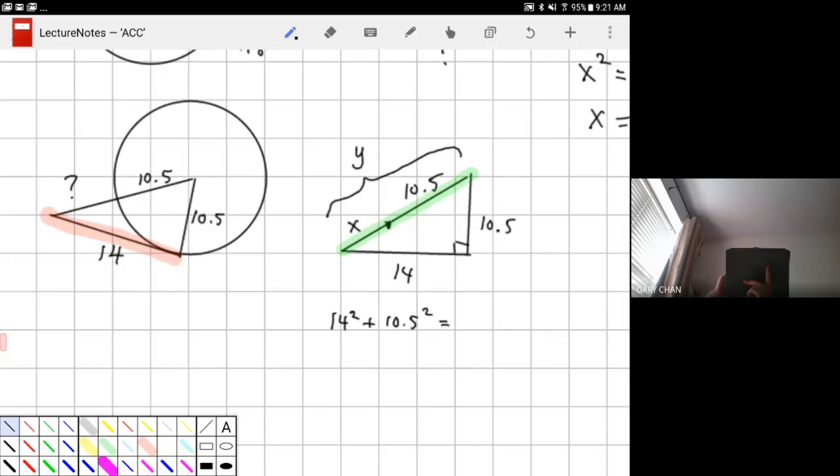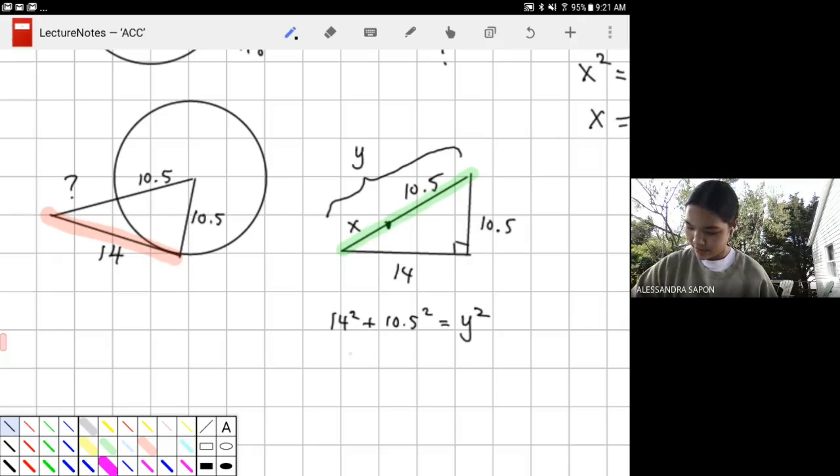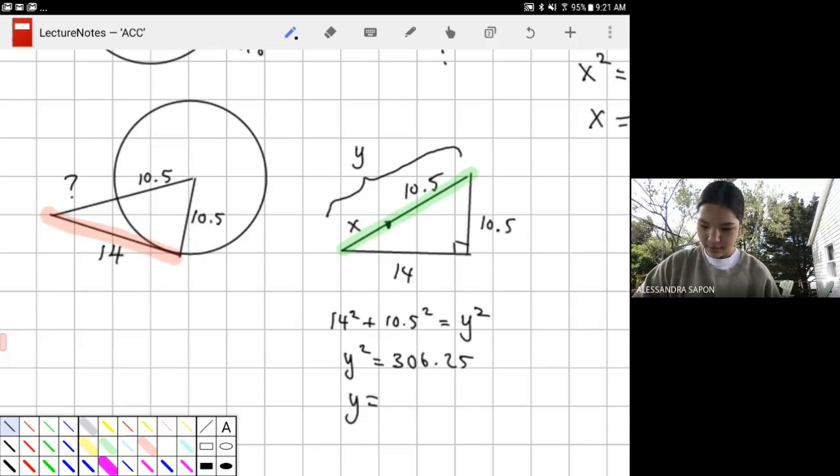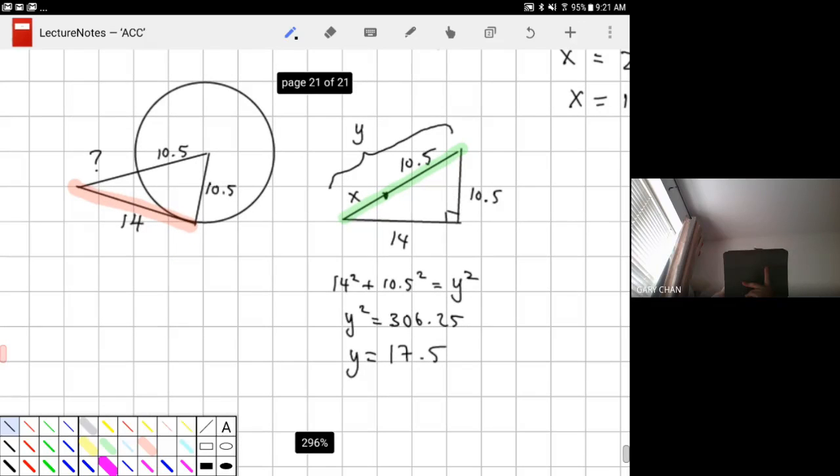Okay. Sorry. Rather than going through doing that, let's just say that that entire thing is y, okay? Let's solve for y first, and then after we solve for y, we can just subtract 10.5 to get x. Does that make sense? Yes. Okay. So if we do that, 196. Sasha, what is 14 squared plus 10.5 squared? 306.25. Thank you for that. And what is y then? 17.5. And then you subtract 10.5, and you just get 7.